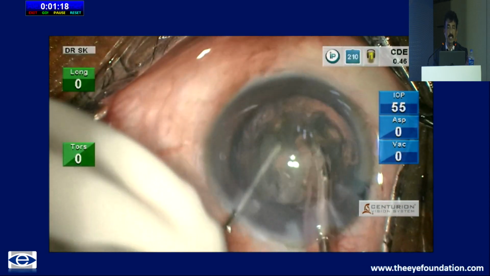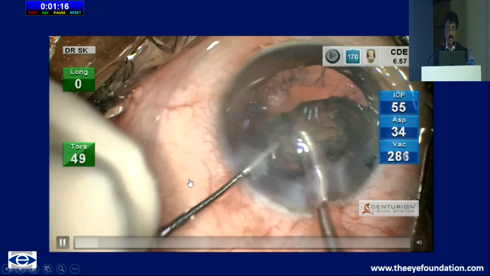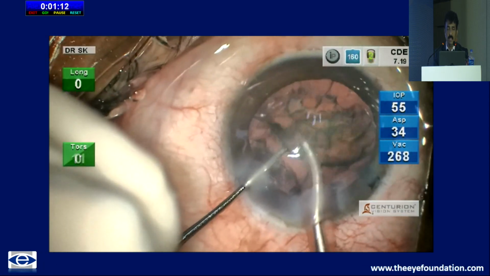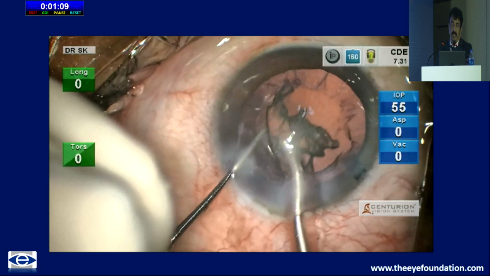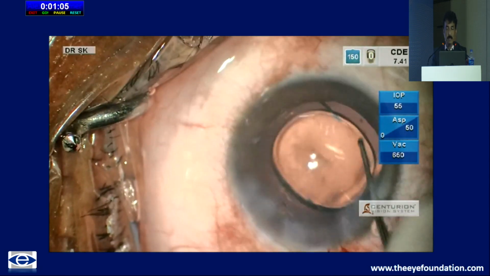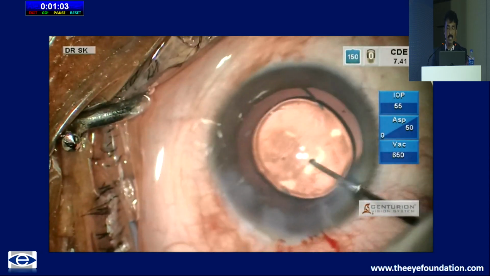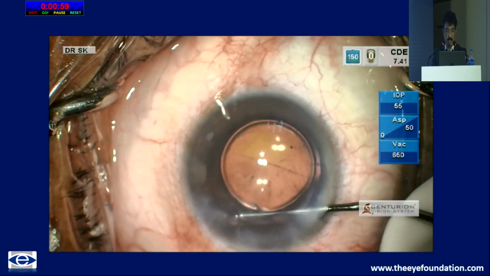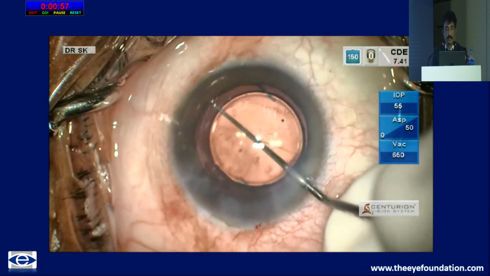I prefer DSEK, for the simple reason that I don't have excess tissue. I buy tissues from eye banks, so I don't want to experiment on that. With DSEK, I never waste any tissue. With DMEK, there is a possibility I lose that tissue.